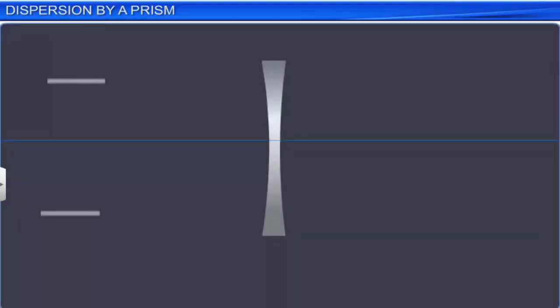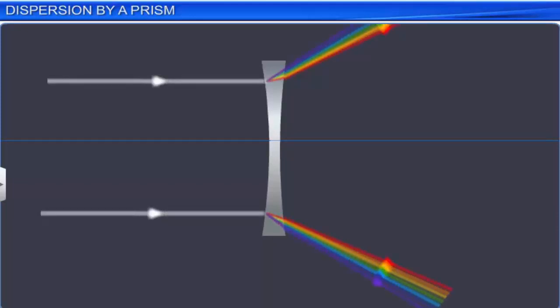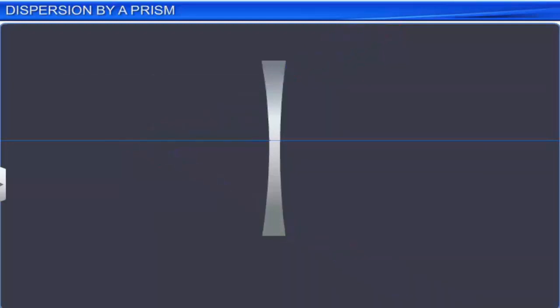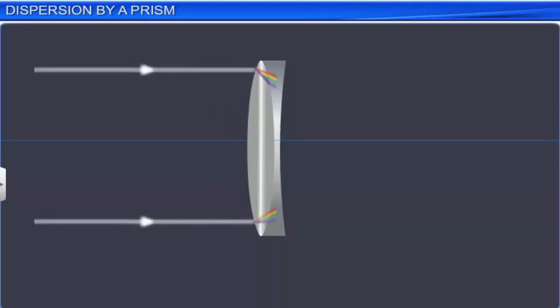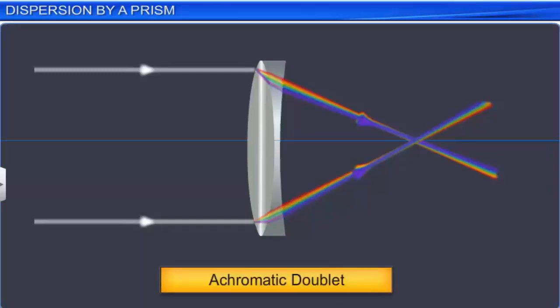For a concave lens, the images formed are in the direction opposite to the incident light, and hence the chromatic aberration is negative. It is possible that a suitable combination of convex and concave lenses may be free of chromatic aberration. Such a combination of lenses used to decrease the chromatic aberration is called an achromatic doublet. Usually the two lenses used in the achromatic doublet are made of different materials, like crown glass and flint glass.